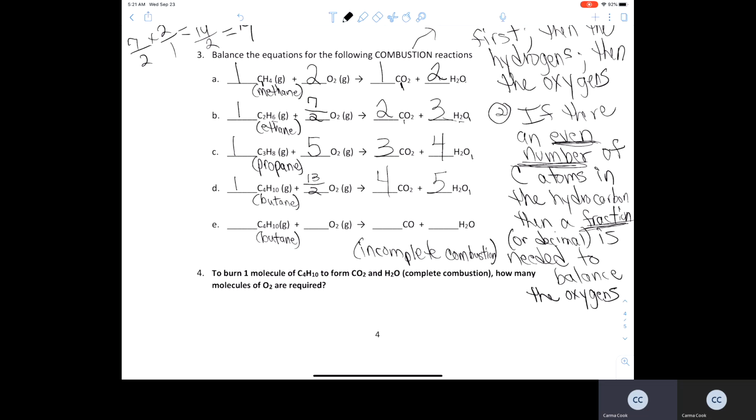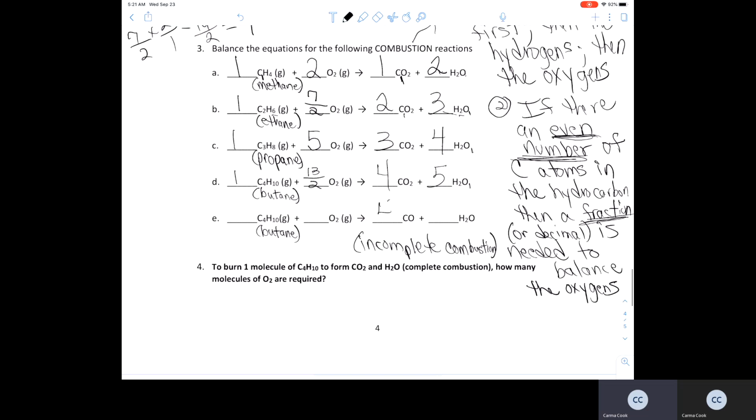We follow the same rules. We'll balance the carbons first. So we've got 4 on the left, we'll need 4 on the right. Next, we balance the hydrogens. We've got 10 on the left, so we need 10 on the right by putting a 5 here. Now last, let's balance the oxygens. We've got 4 plus 5, which is 9 oxygens on the right, so we need 9 oxygens on the left, so we put the fraction 9/2.